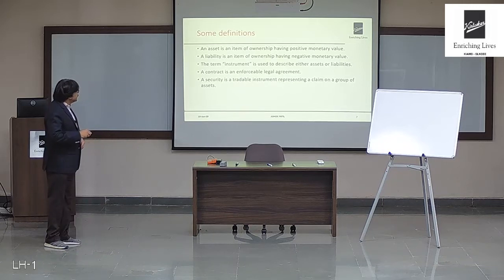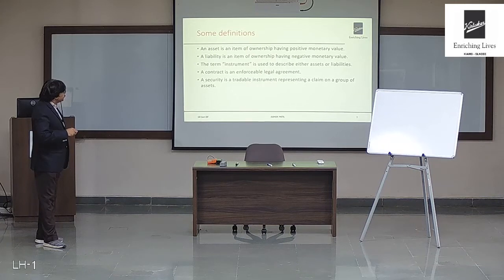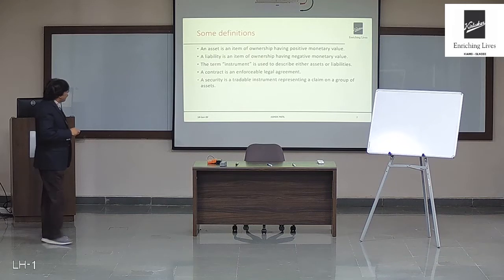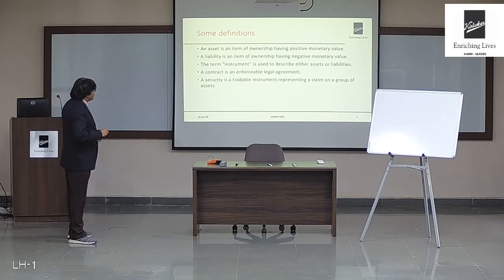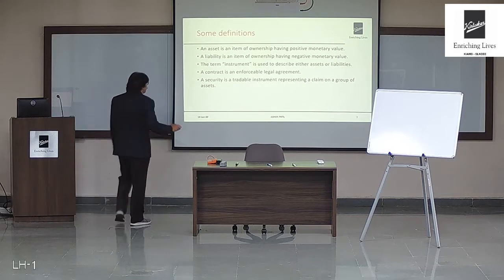Liability, obviously, has a negative monetary value. The term instrument is used to describe either an asset or a liability. A contract is an enforceable legal agreement, and a security is a tradable instrument representing a claim on a group of assets.